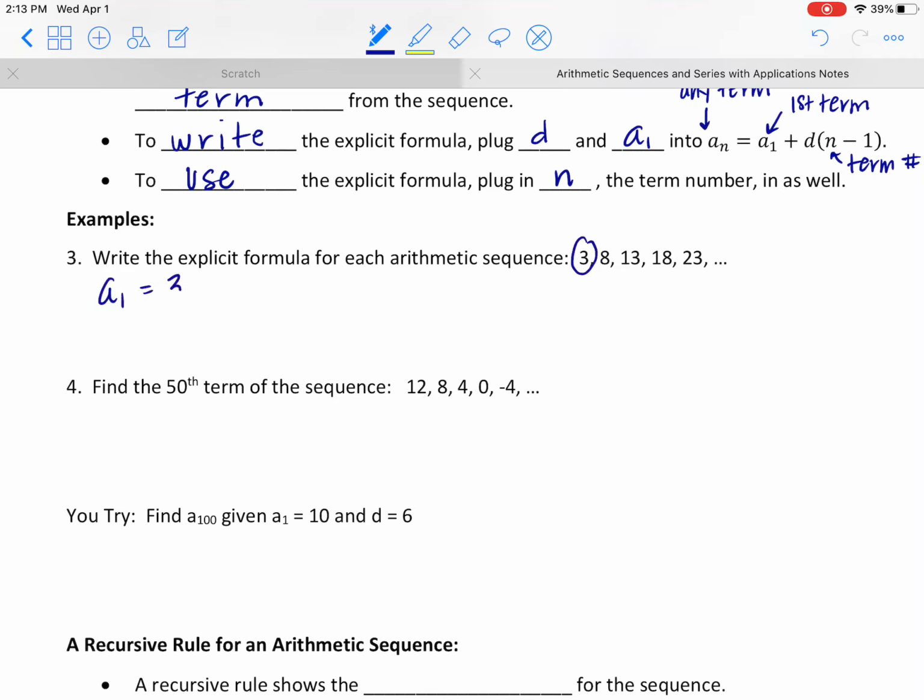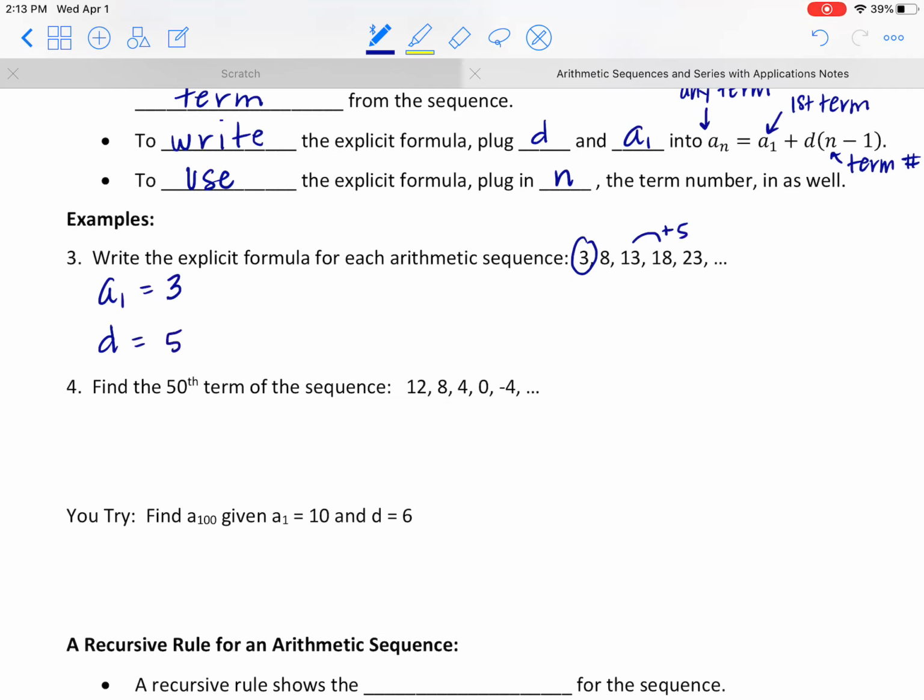If we're going to write the explicit formula for this sequence, all I need to know is the first term, and the first number on my list is 3. And I need to know the common difference. What are we adding to get from one term to the next? Well, to get from 3 to 8 or 8 to 13 or 13 to 18, we're adding 5 every time, so our common difference is 5. So if I wanted to write a formula to represent this list, we would say a sub n, that's any number on this list, is a sub 1, which we know is 3, plus our common difference, which we know is 5, multiplied by n minus 1. So that's what the formula would look like for that list.